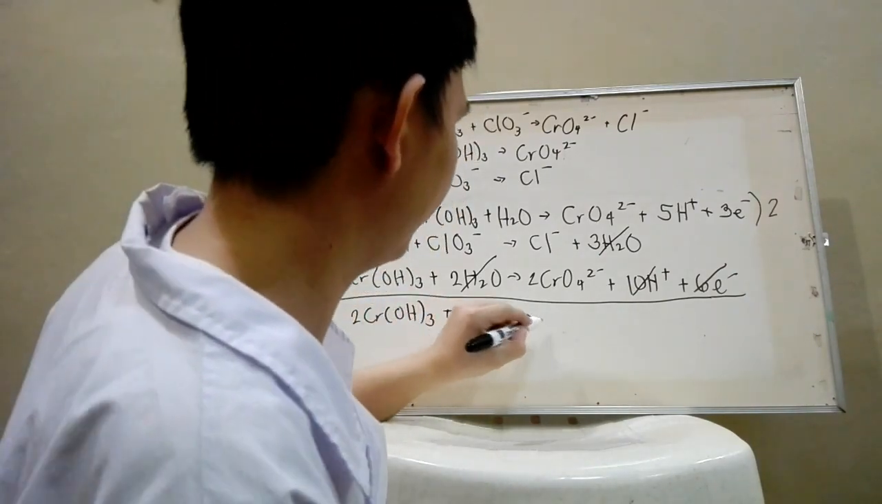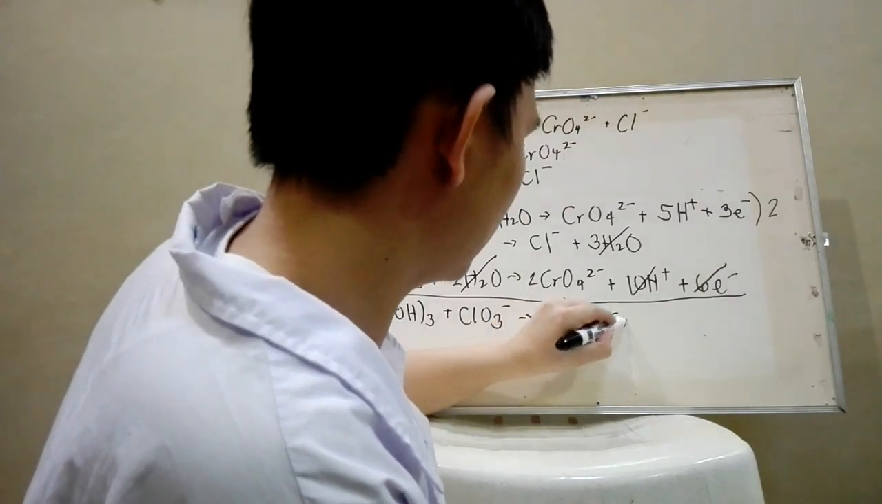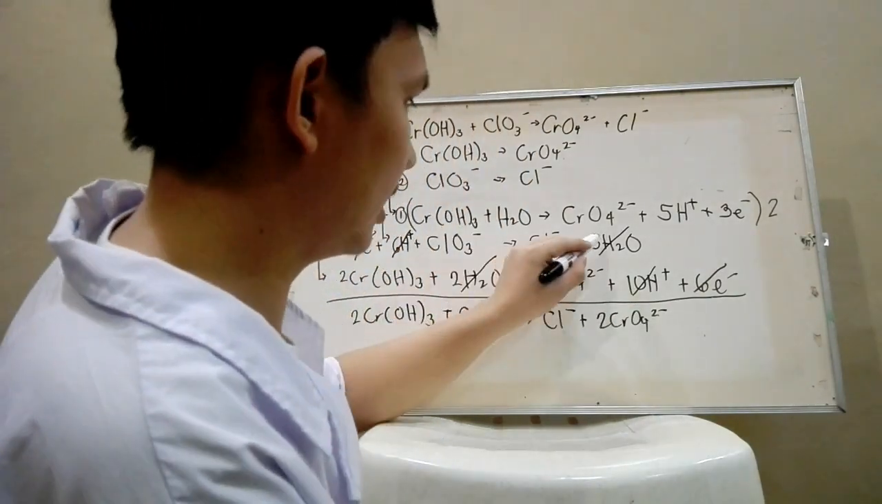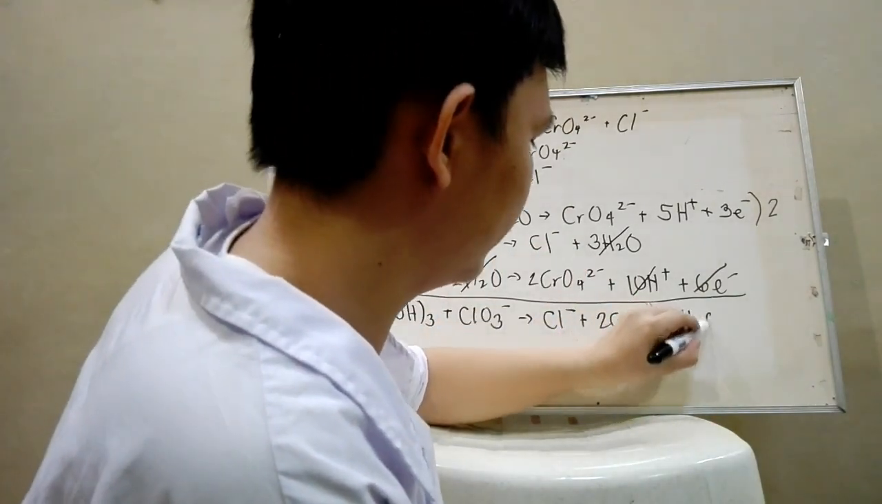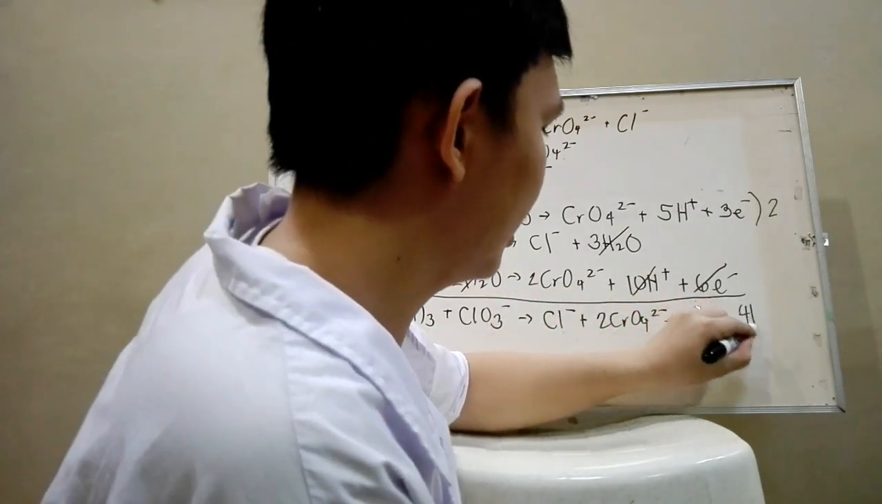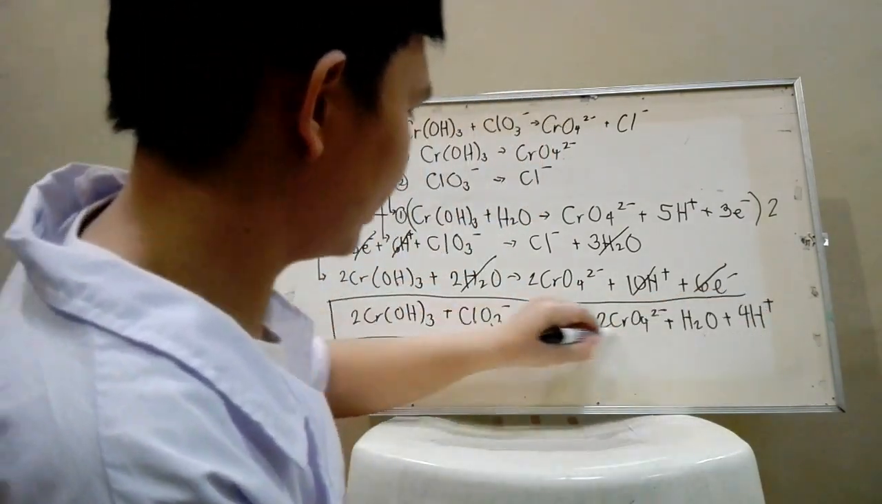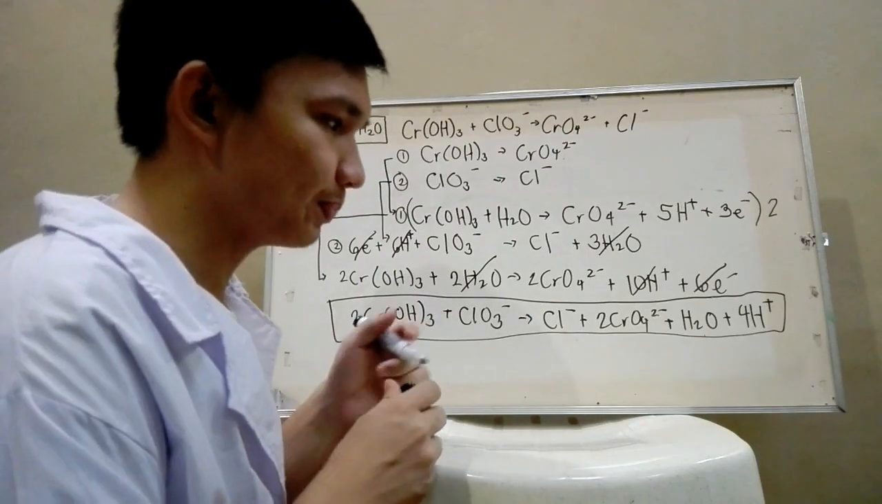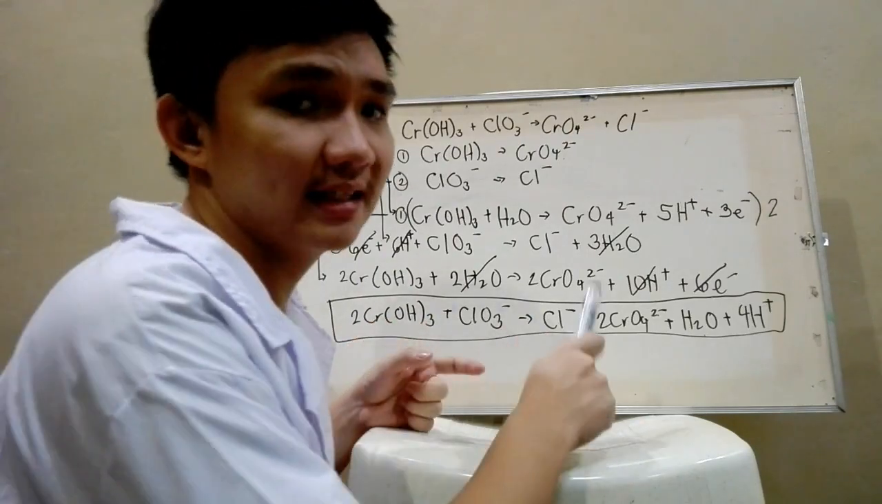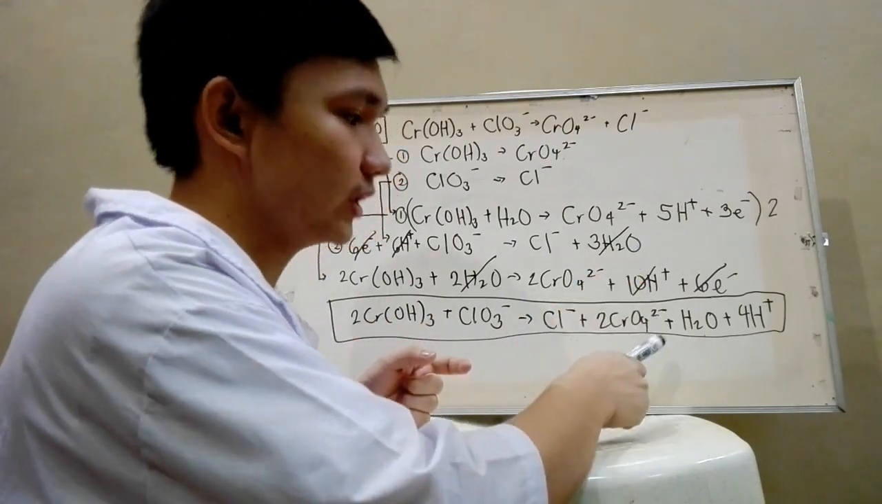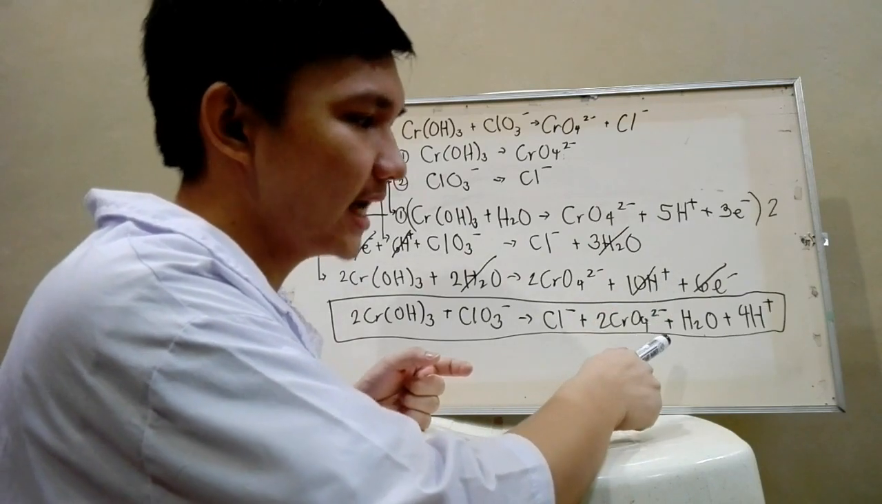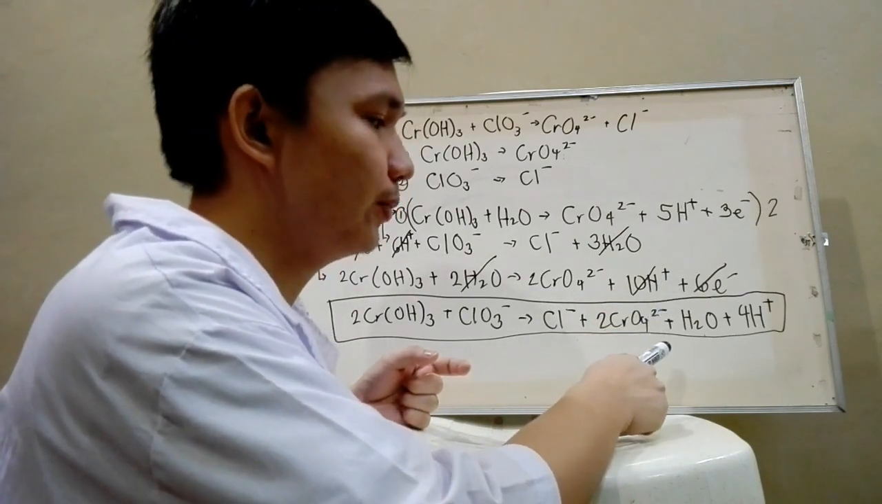Don't forget the signs. Plus 2 CrO4, 2 negative. And then remember that you have H2O there, and then 4H plus here. So you will have a result of this equation. And actually, this is an acidic redox reaction. So after that, I'm going to show you how to make it basic.